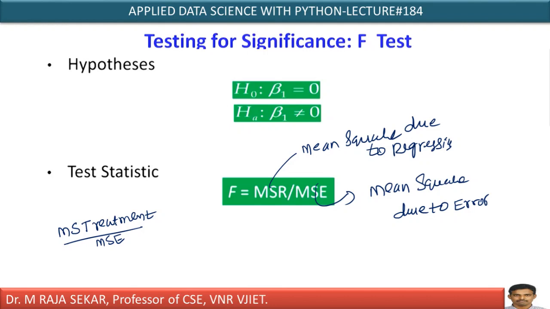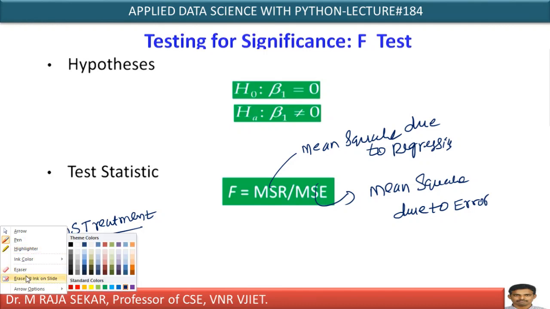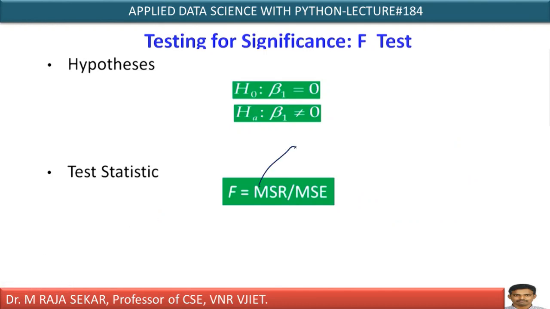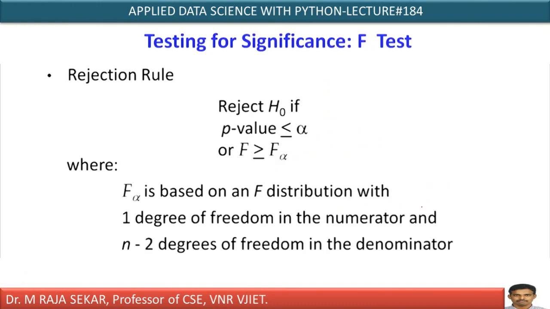Just go back and check your ANOVA class so that you will get an idea. I already discussed ANOVA in my previous lectures. MSR is equal to SSR by degrees of freedom. This SSR I already discussed. MSE is nothing but SSE by degrees of freedom. Anyway, we will try to understand this with Python. Already I discussed this particular code.